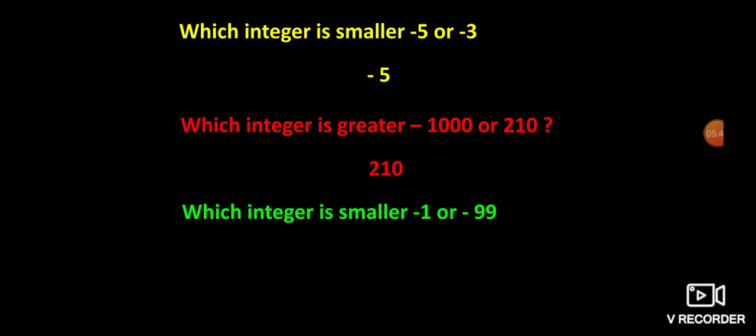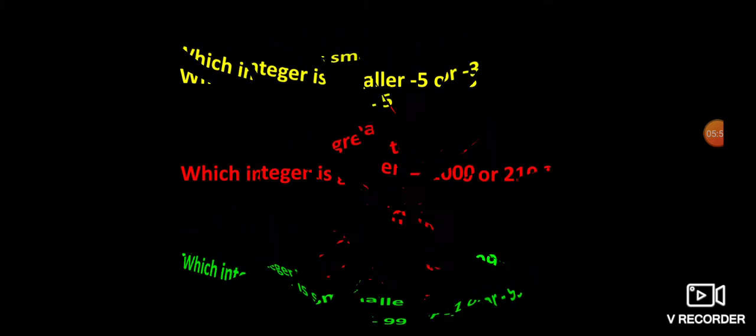Which integer is smaller, minus 1 or minus 99? Minus 1, minus 99. Which is smaller? Yes, minus 99 is smaller. Minus 1 is greater, minus 99 is smaller. Next question.